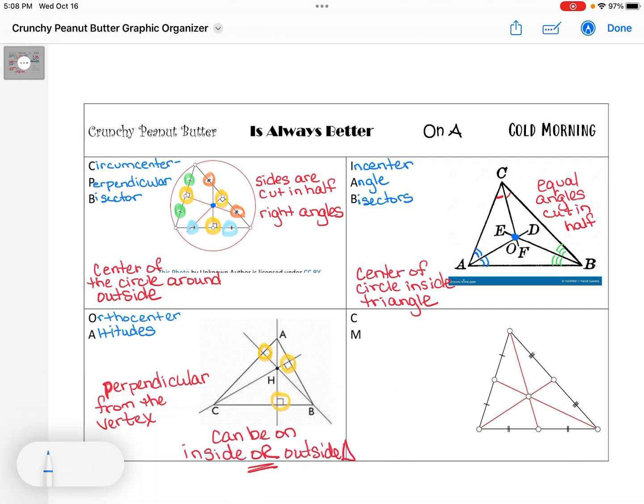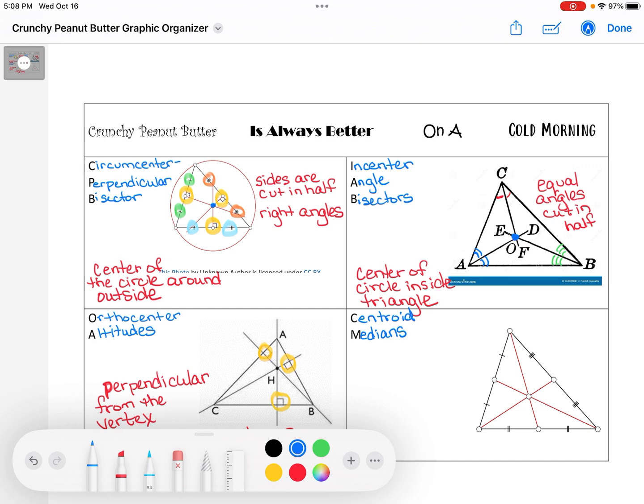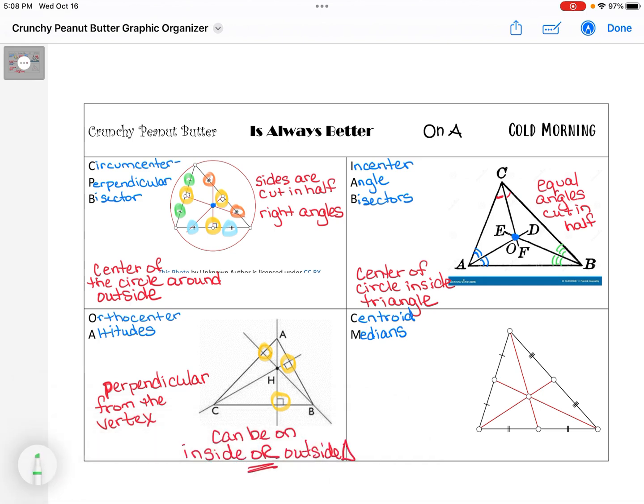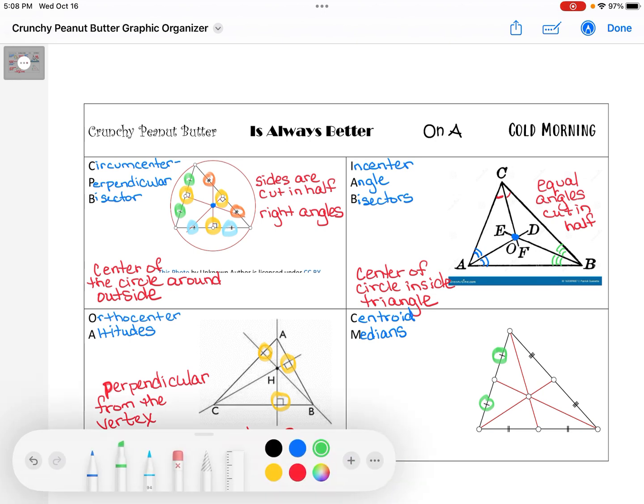Okay, and then cold morning. It's going to be our last one. This is the centroid. And you find the centroid by drawing the medians. And we talked about the medians. So the medians are, I'm not going to use yellow because I use that for the other ones. The medians are the middle, which cuts these in half.